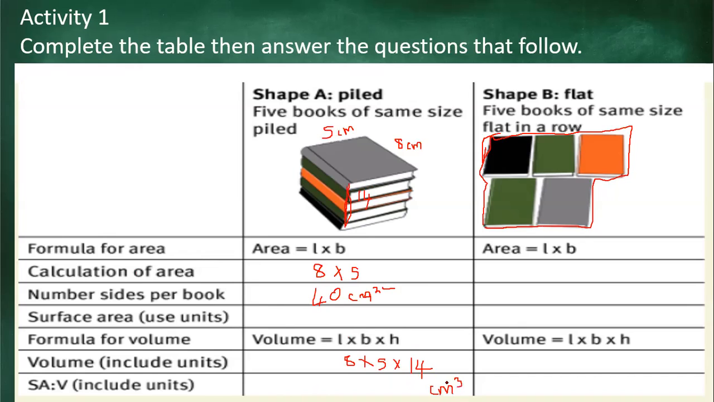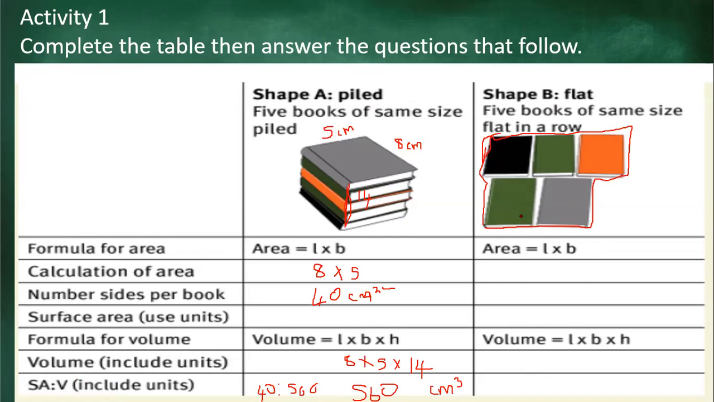Then you would compare surface area to volume ratio. It would be 40 is to 8 times 5 times 14. What is that? 8 times 5 times 14 is 560. The volume here is 560 cubic centimeters. So the surface area to volume ratio would be 40 is to 560. Then you would compare it with the one over here.